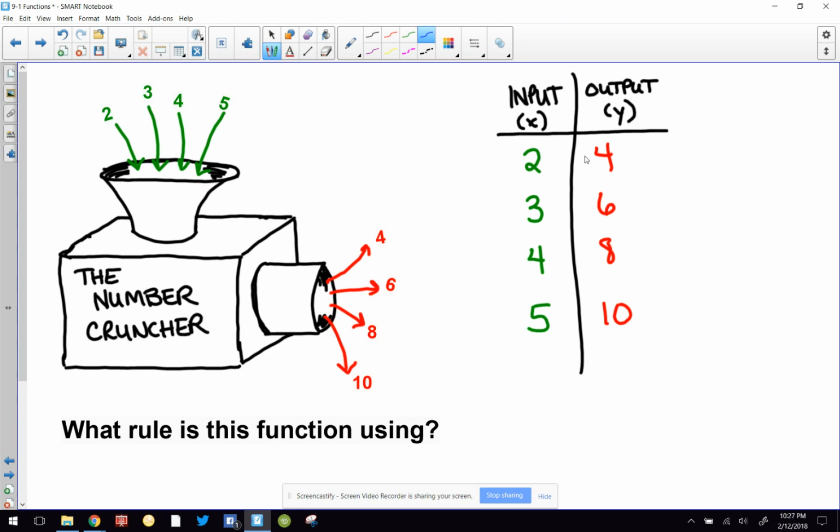Well, if you said that it was taking the input and doubling it or multiplying it by 2, you would be correct. So we can write an equation to describe this function. y is equal to 2 times x. Every time I put an input in, the function multiplies it by 2 and then spits out the value. And that is simply a way to describe a function using the rule or an equation. Let's try another one.